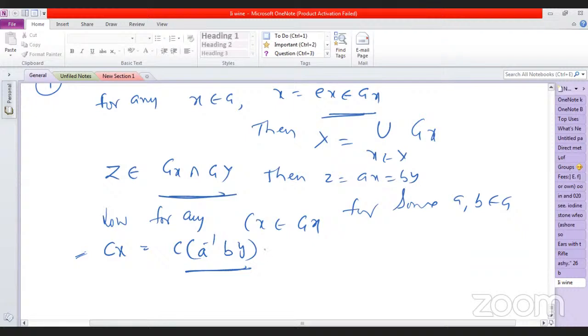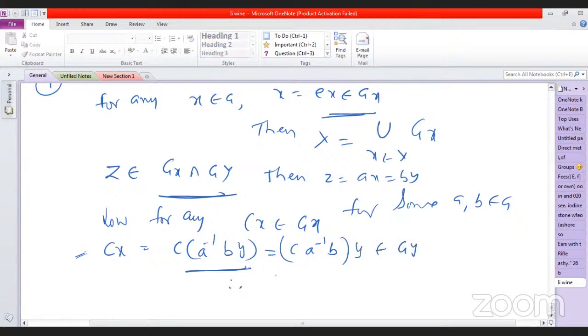How? Because in the previous step you have written z is equal to ax, which is equal to by. So in that condition, a, b belongs to G, x is a inverse by. In the place of x, we can write it as a inverse by. So c inverse of ay belongs to Gy.